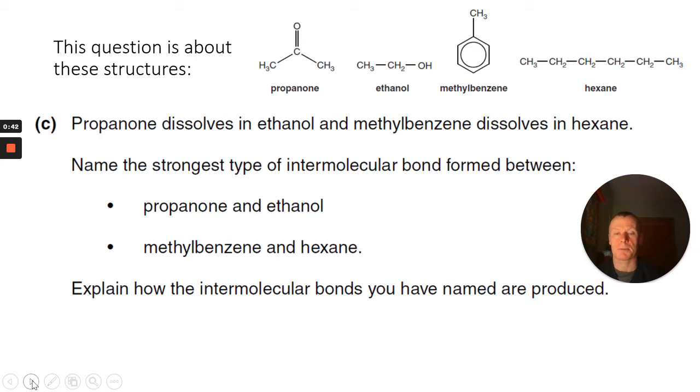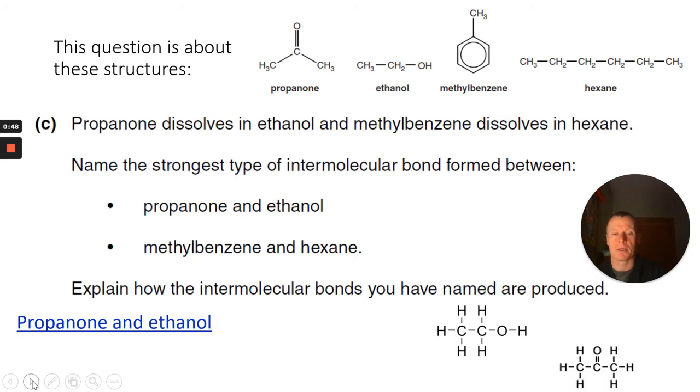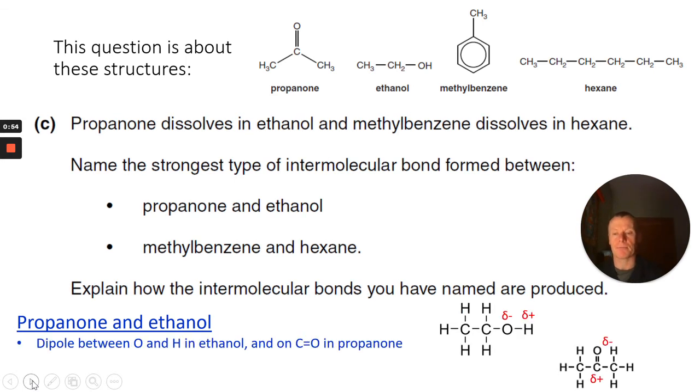I would suggest maybe the first thing to do is to consider doing each bullet point as a separate section of your answer. So let's do propanone and ethanol, and you can draw them out to illustrate what you're going to do. So you can put the dipoles on, and then you can have a think about what's going to happen in terms of intermolecular forces between them.